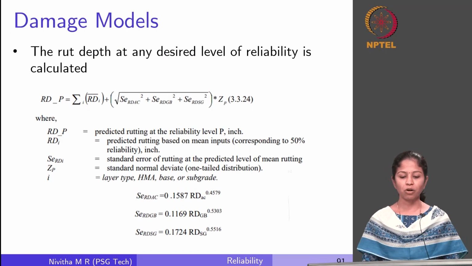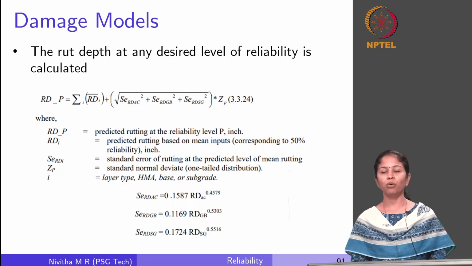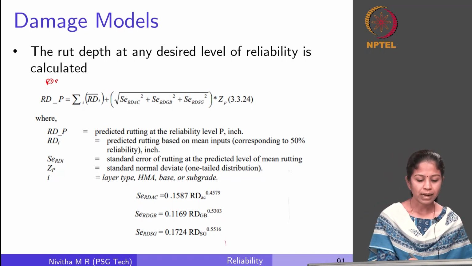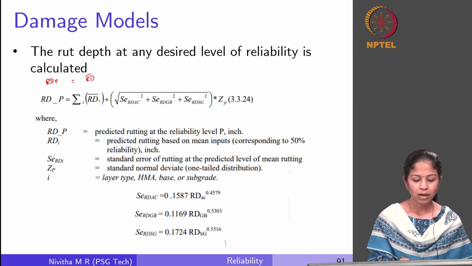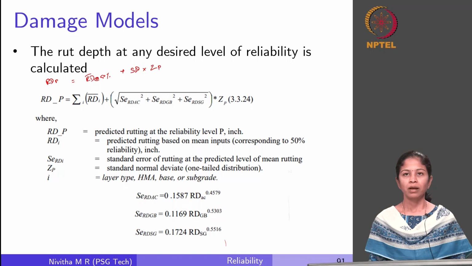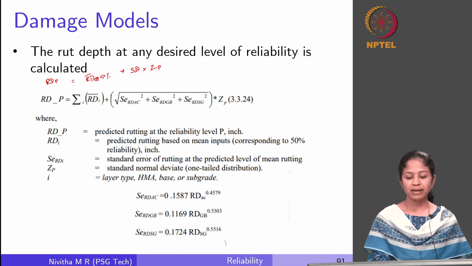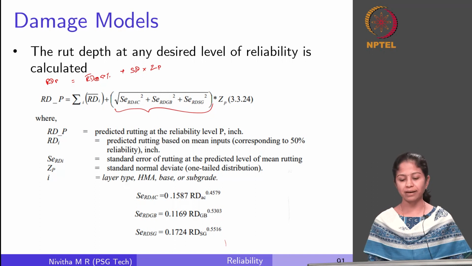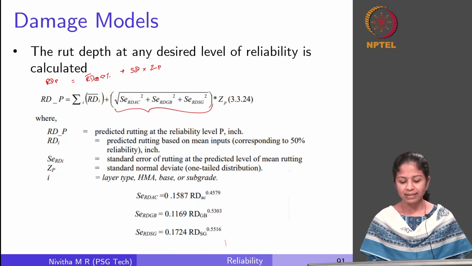So what is this damage model? This is nothing but the equation that we had seen earlier, but in a more detailed fashion. The rut depth at any reliability level is going to be the value at 50% plus standard deviation into standard normal deviate corresponding to the reliability level, right. The same thing, but there is a detailed consideration of how the standard deviation is addressed. This is addressed through standard error here instead of standard deviation. So you can see here the standard error of rutting at the predicted level of mean rutting.